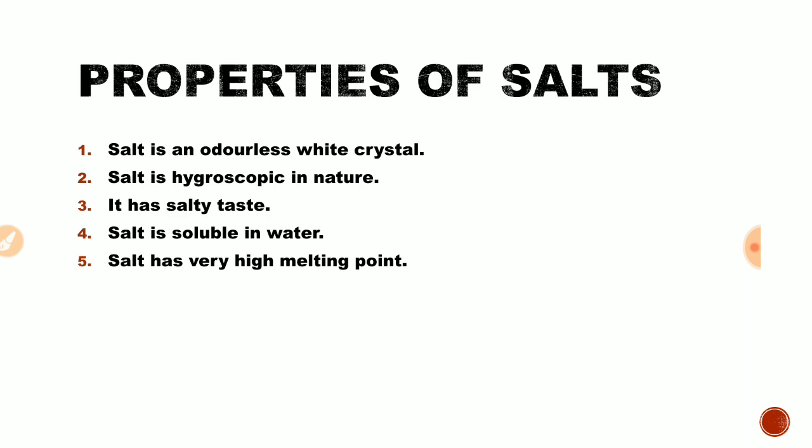Now we have to learn about the properties of salts. Salt is an odorless white crystal. Salt is hygroscopic in nature. What is the meaning of hygroscopic? It means if we keep it outside, it absorbs the moisture. If you keep the salt that we use at home outside, it absorbs moisture. This is known as hygroscopic. It has a salty taste, salt is soluble in water, and salt has a very high melting point. So these are the properties of salts.